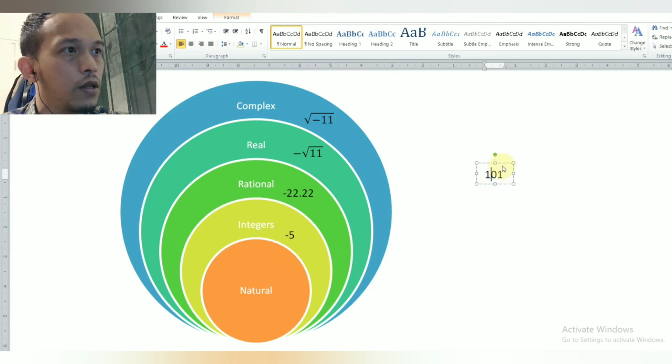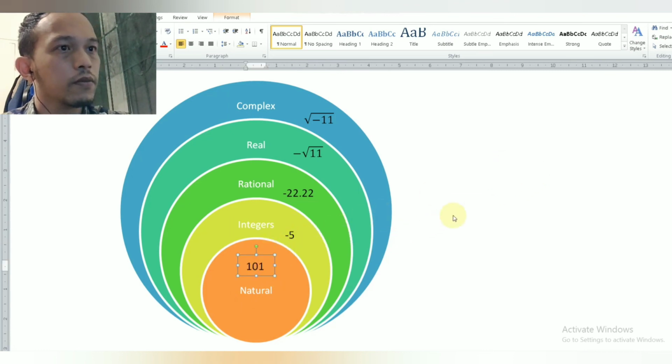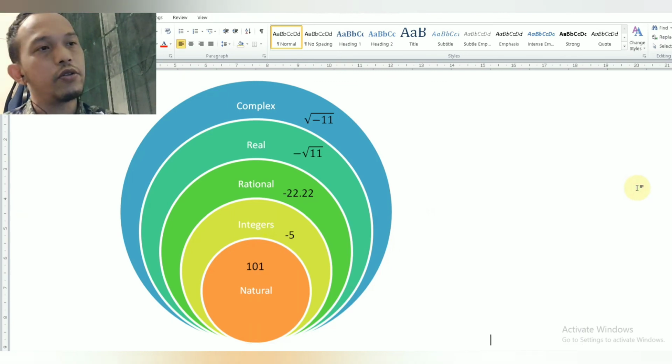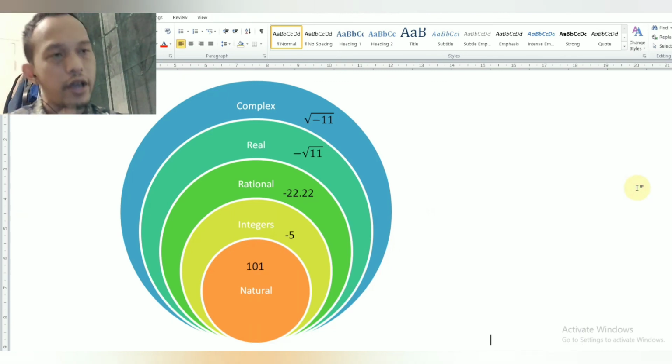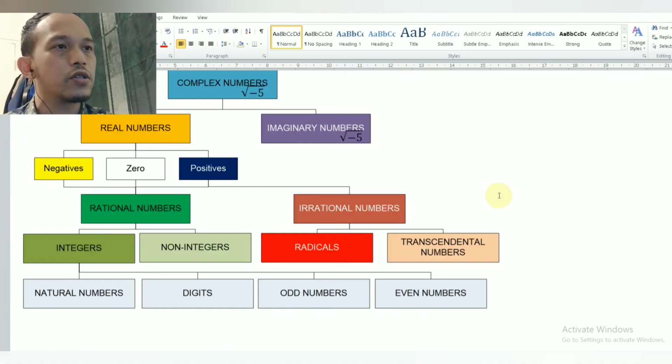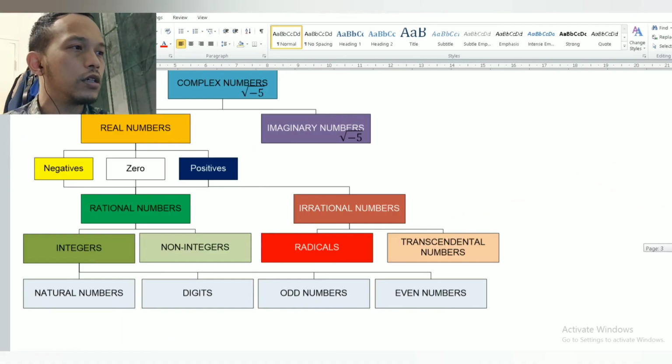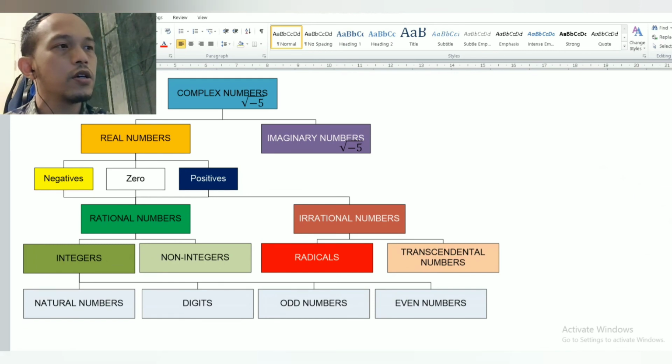For example, that's how, if you want to use the circle diagram, you can do that. But of course, I suggest you to identify the numbers with the tree diagram because it's more complete than the other.